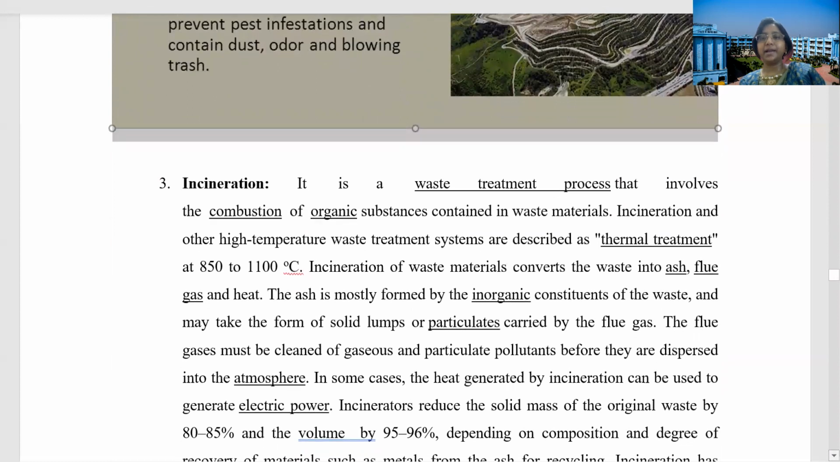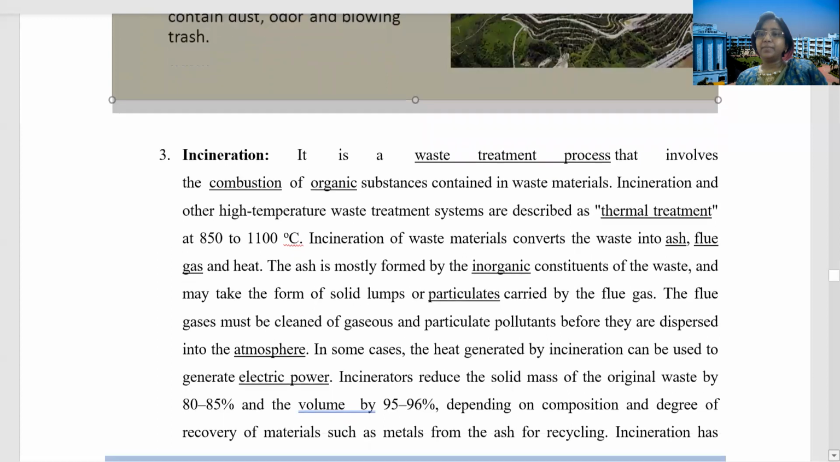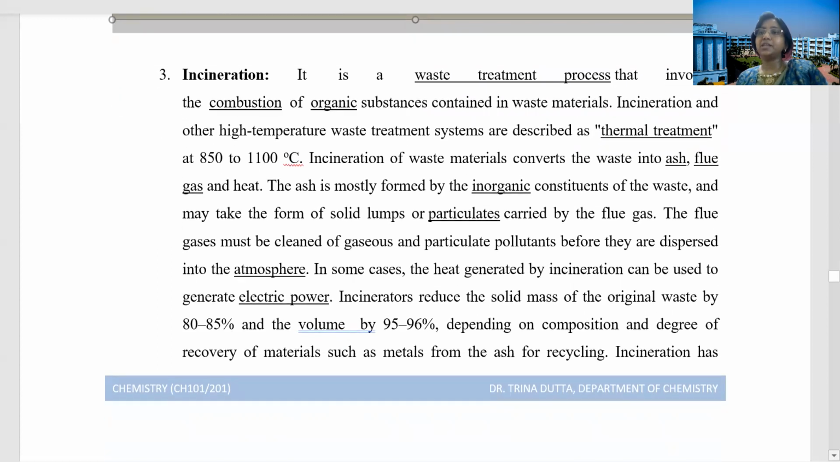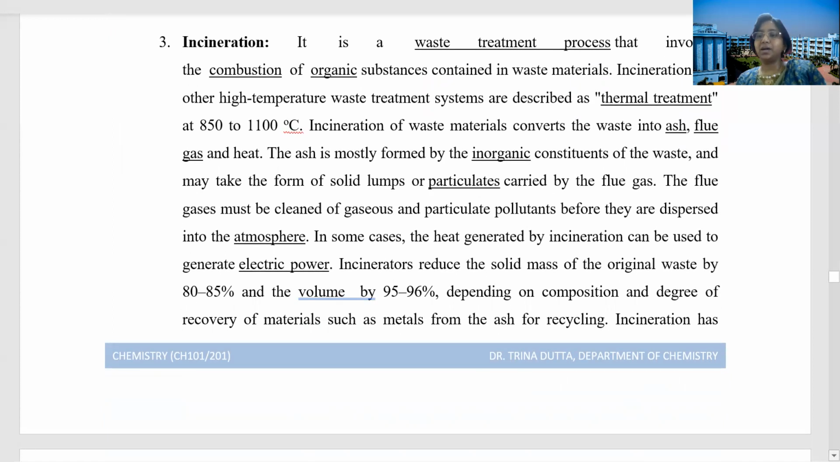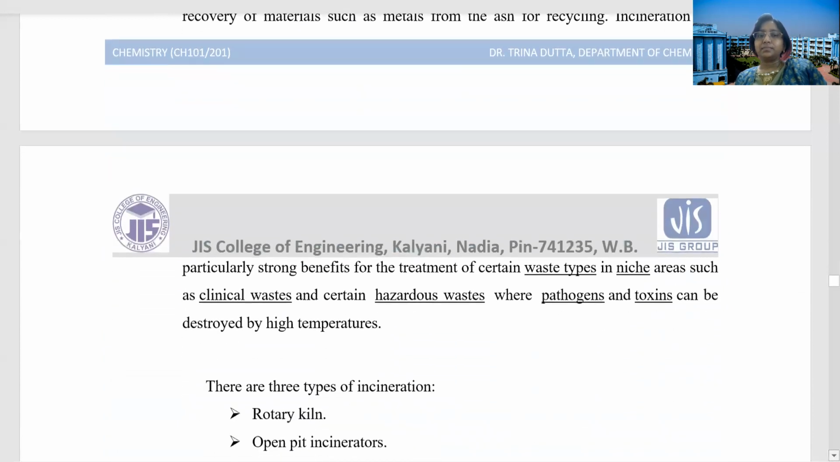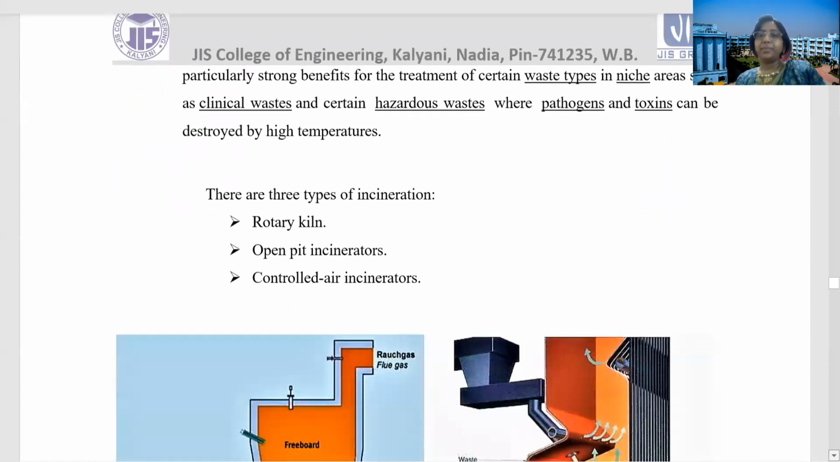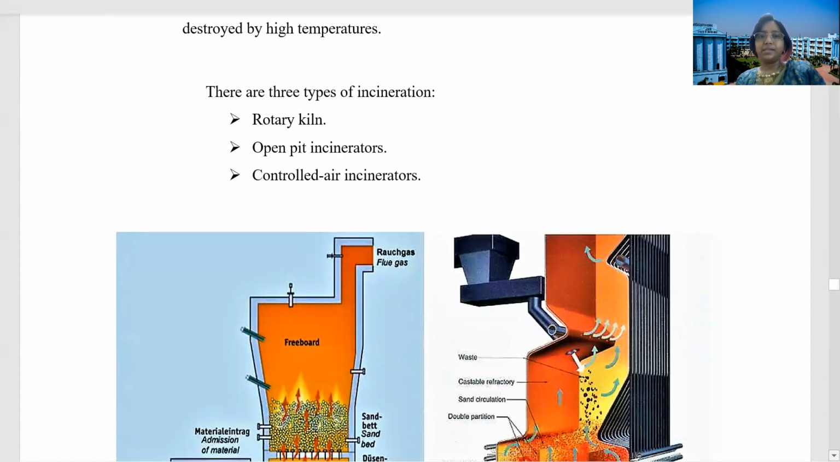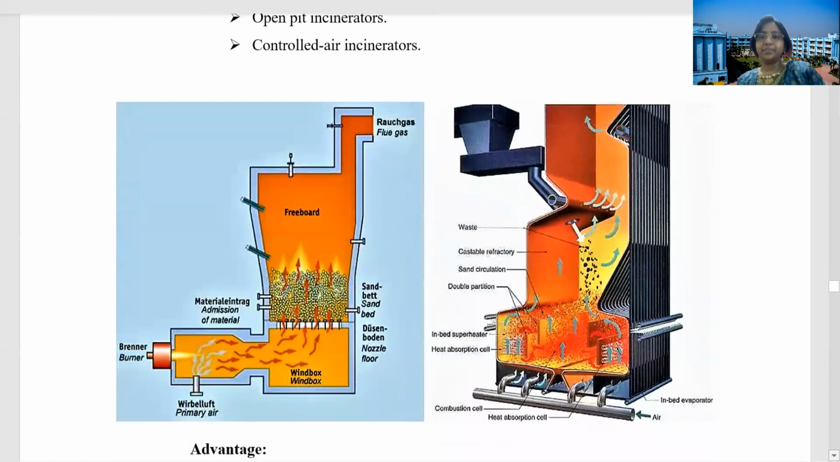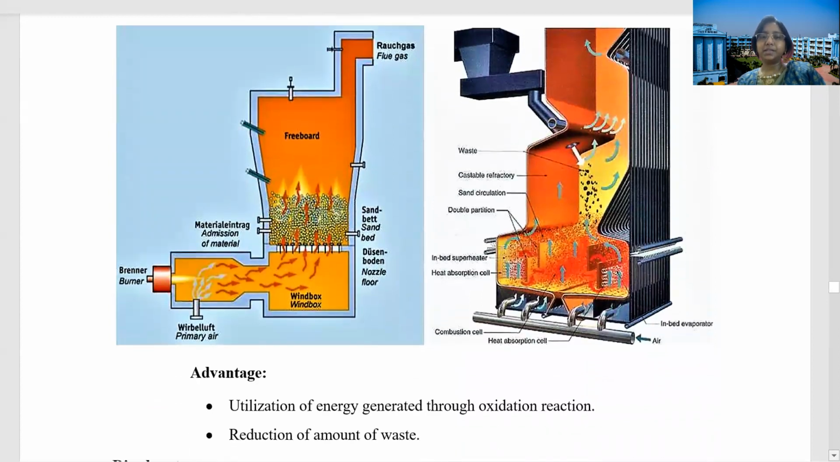Next process is incineration. Incineration is basically the burning of waste materials at very high temperature, that is 850 degrees centigrade to 1100 degrees centigrade. By this process, the volume of waste material is reduced. It is very important because in disposal, volume reduction is very important. Otherwise, how can we place all the waste materials? Every day it is being generated. And there are 3 types of incineration: rotary kiln, open pit incinerators, controlled air incineration. So you can see the picture here, the incineration process.